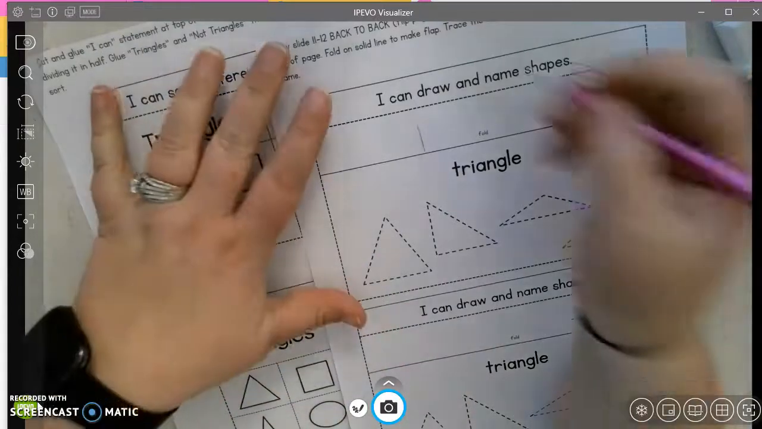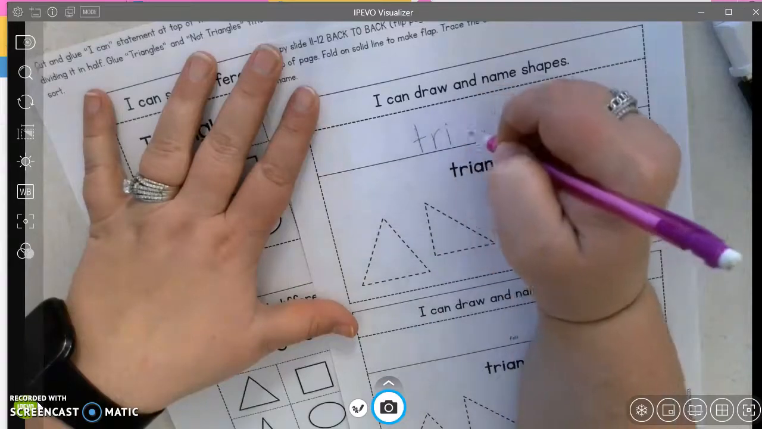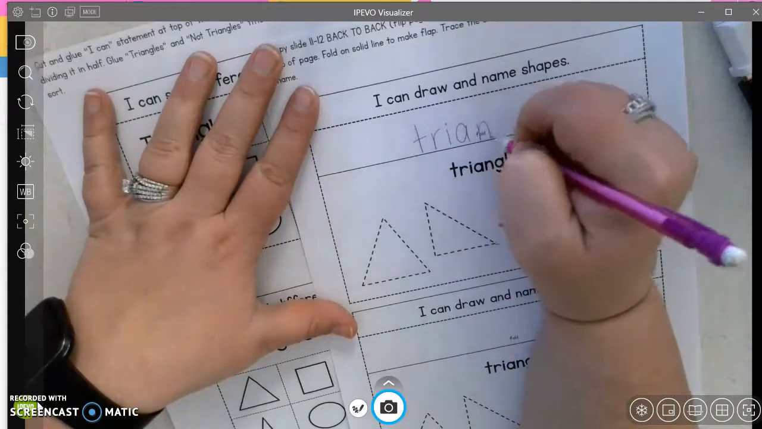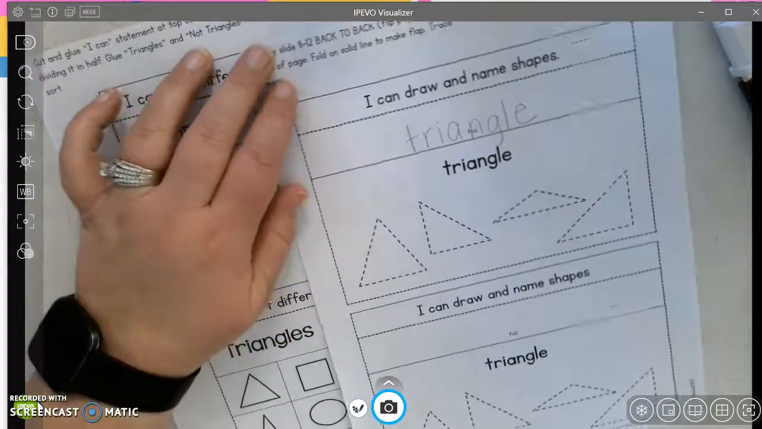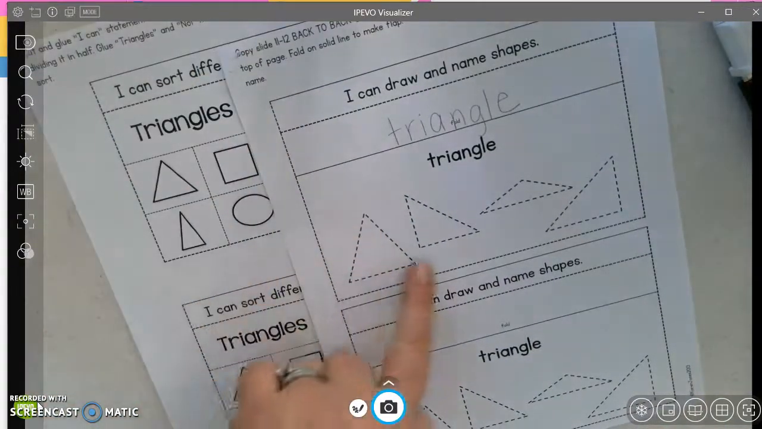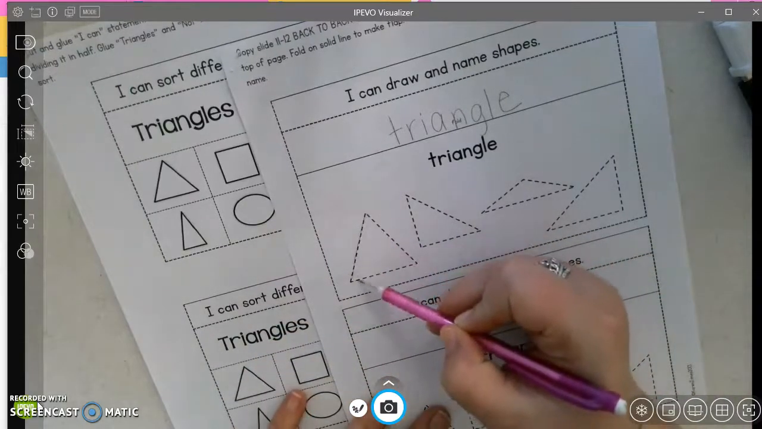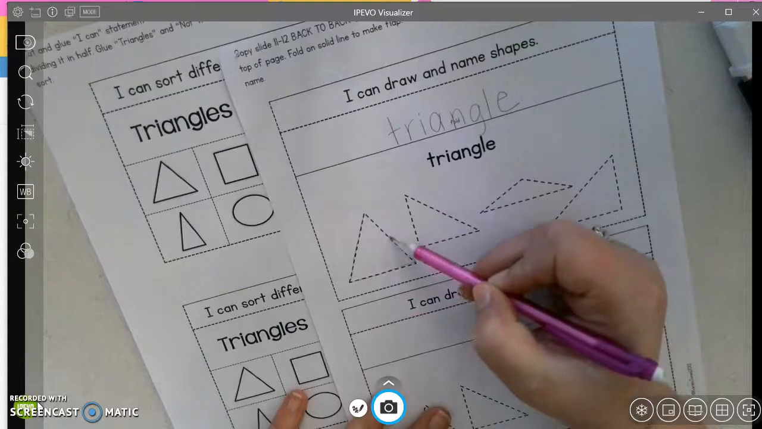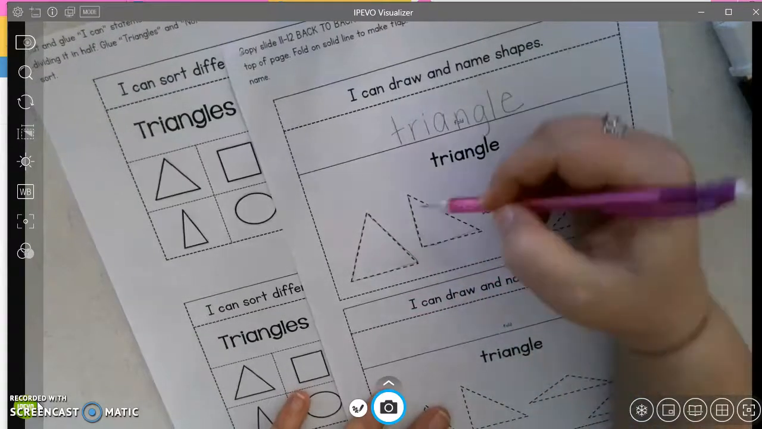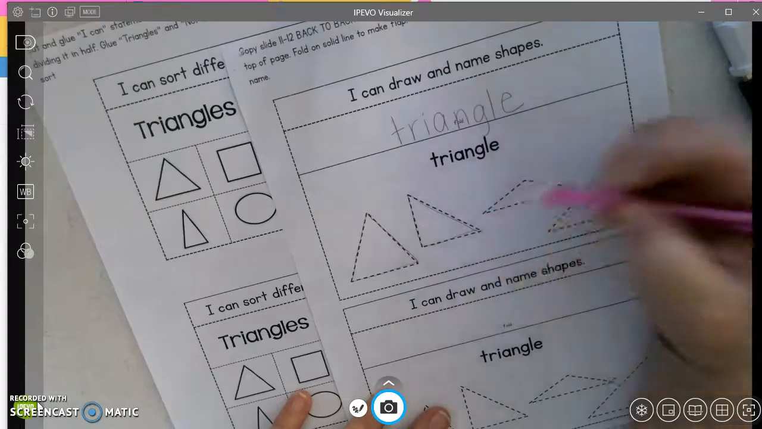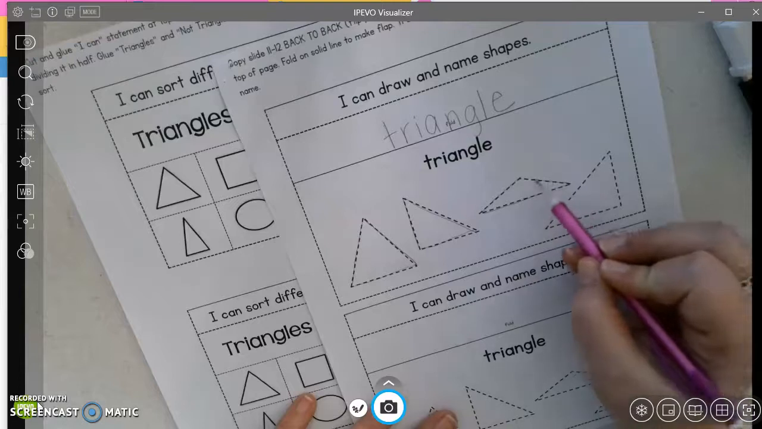We are writing the word triangle, okay? And then we're going to practice tracing all of these different sized triangles. The special thing about a triangle is that it has 3 sides.